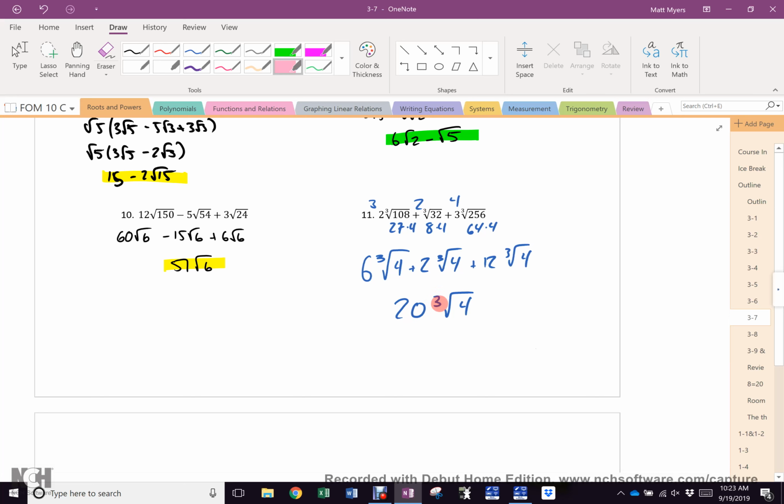Now, some of you will try to go further, and you will say that that is 2. It is not. Why? Because it's a cube root. You have to be careful. All right? Is everybody good?